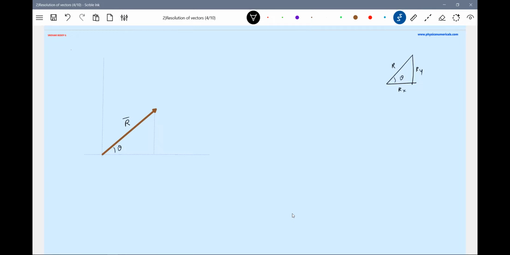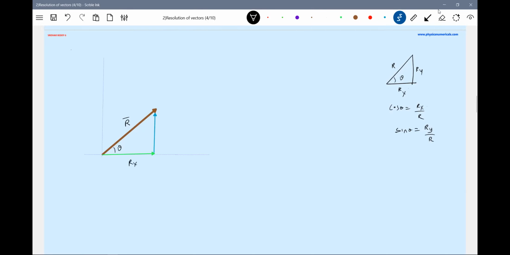So from trigonometry, what is cos theta? Rx by R. What is sine theta? Opposite by hypotenuse, Ry by R. Then how much is its component along the x-axis? Here I'm going to break it up. Its component along the x-axis will be Rx. Its other component will be Ry.